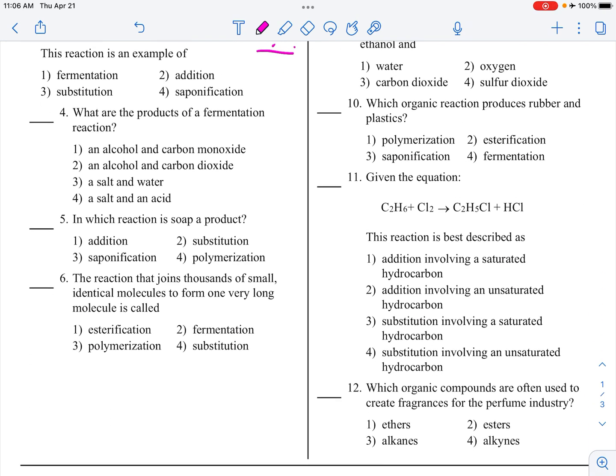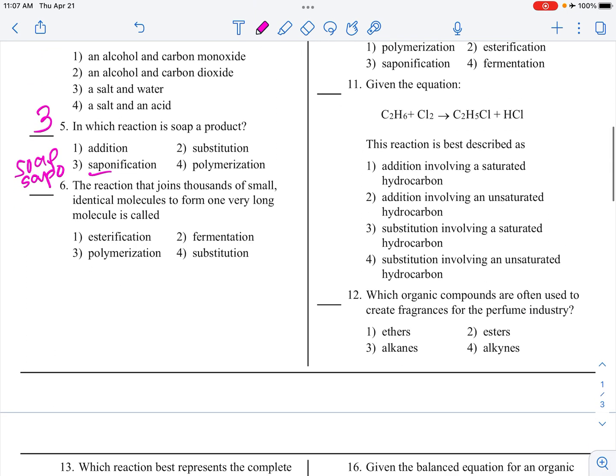Another one about fermentation: you're producing alcohol and carbon dioxide. Production of soap, look for the one that has soap in it. Saponification has soap, just mixed up. So formation of a soap is saponification.